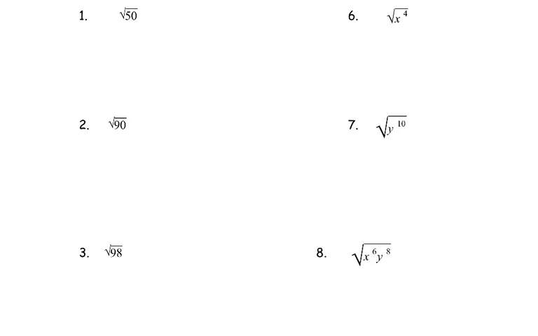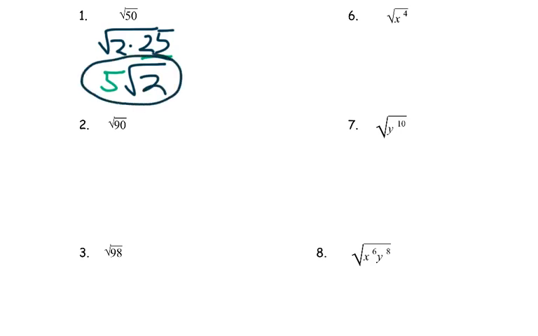Let's take a look at number one, the square root of 50. Well, not a perfect square. Let's break it down into something that can be a perfect square using factors. So that would be 2 times 25. Well, we know 25 is a perfect square, so it gets to escape. What's the square root of 25? Well, that is 5. The 2 has to stay inside the square root. So there is your final answer.